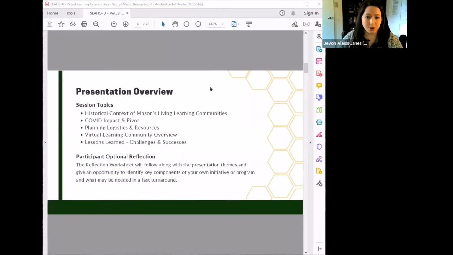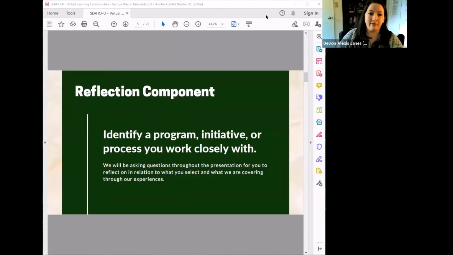So speaking of those reflection questions, the first one that we have for you all is identifying a program, initiative, or process that you work closely with. We recognize that everyone who's joining us today might not be looking at this through a learning community lens, which is absolutely fine. We are mainly using that as our vehicle to talk about our planning process, although we love our learning communities and they are a huge part of our work. So thinking about something that you work closely with that might be a core of your work that if you had to change it quickly, or if there was a crisis, what are some pieces that you'd have to think through in order to make that happen successfully?